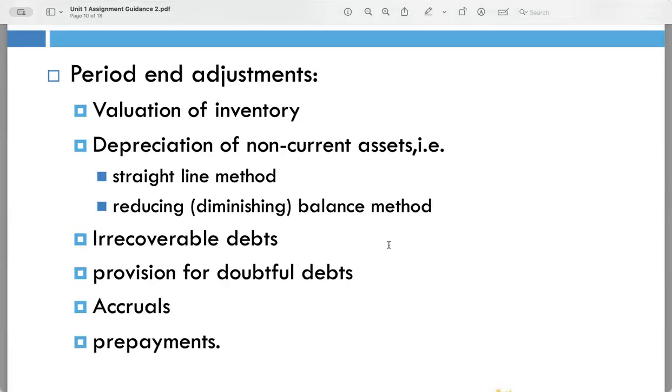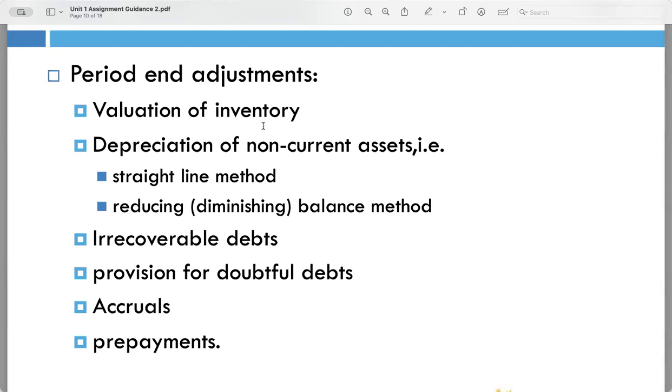structure of cash flows: operating activities, investing activities, financing activities, then components and adjustments. Valuation of inventory: start with the opening balance of inventory, then closing inventory, adjust for the closing balance of inventory. The changes in inventory levels affect the cash flow from operating activities.